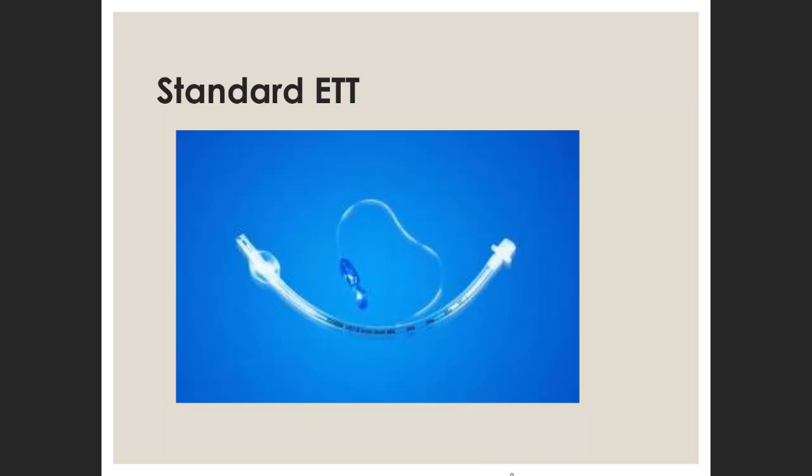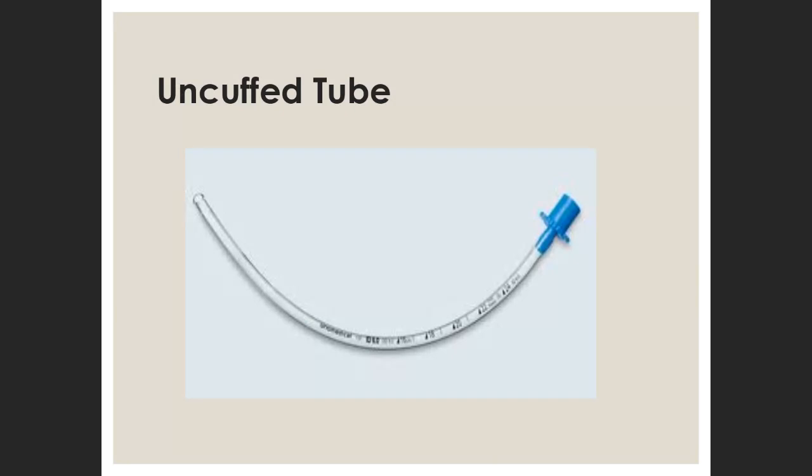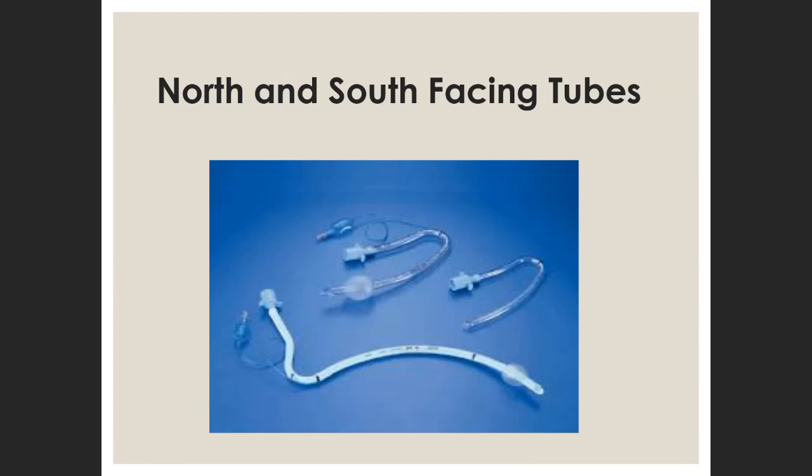But that's a standard ET tube. You've seen that before. This is an uncuffed one, and it's a little clearer now that you can see the measurements. It has 22 centimeters, 24 centimeters on it. The connector is standard. All right? This is a quick one. Everybody, this is what kind of tube? North facing. Good job. And the other two are?